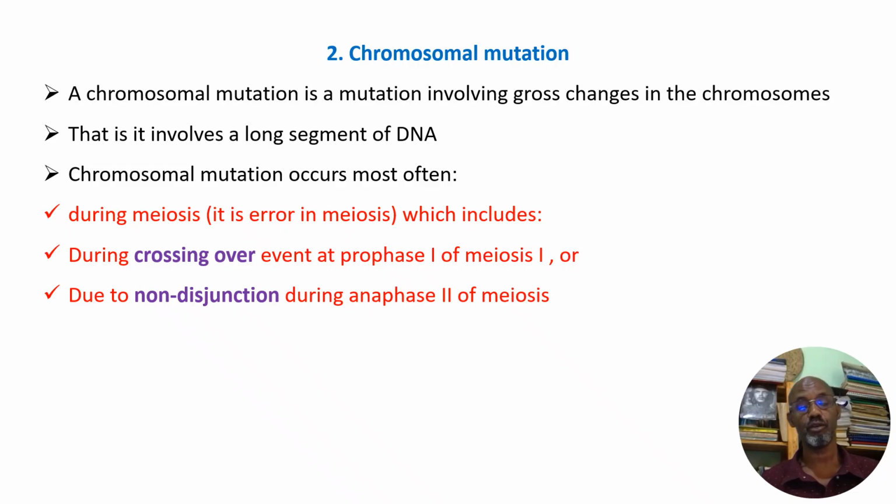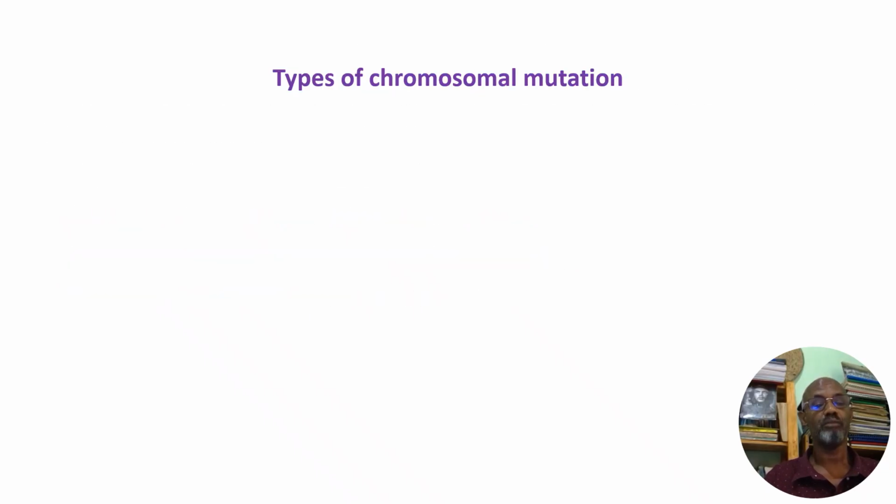Crossing over principally causes one type of chromosomal mutation, which is known as structural chromosomal mutation, whereas non-disjunction causes the other type, which is numerical chromosomal mutation. From the numerical chromosomal mutation, specifically, we come to aneuploidy, where a cell has one extra or two extra chromosomes, or is deficient in one or two chromosomes, not more than that, of course. Let's go.